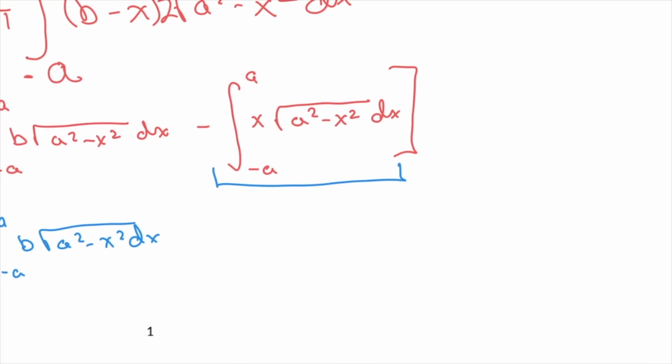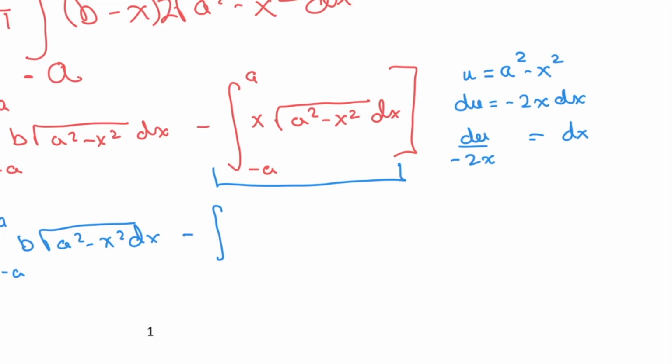In order to integrate this part of the problem, we're going to let u equal a squared minus x squared. So your du is negative 2x dx. When we substitute, dx is going to be du over negative 2x. And what we now have is the integral, I'll deal with my endpoints in just a moment, of x square root of u, where dx is replaced with du over negative 2x. Now, as you can see, the x's will cancel. Isn't that convenient?